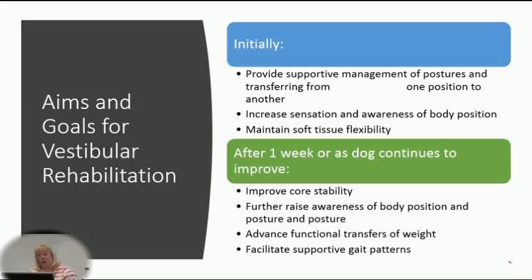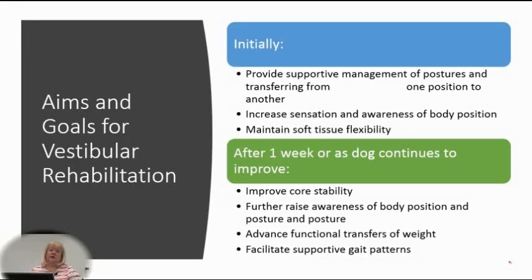And after about a week or so, as the dog continues to improve, we're going to have to work on core stability, because we're assuming these are geriatrics, and I don't know that core stability is going to prevent any further vestibular problems, but it's going to help the dog in his regular life. And we're going to further work on proprioception. We're going to raise the awareness of the body position and posture. We're going to advance functional transfers of weight, okay? And we're going to facilitate supportive gait patterns.